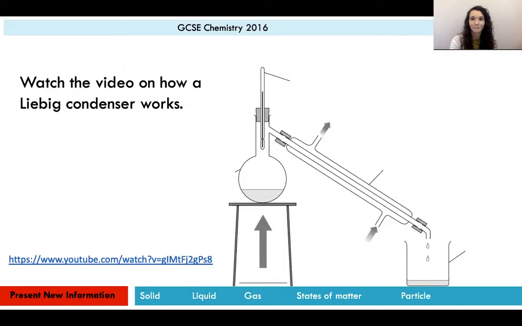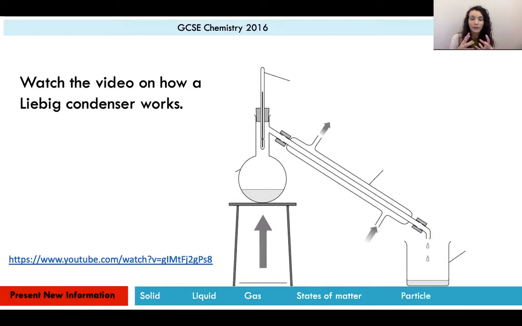Fab, well done. So this is the piece of equipment that we are going to be looking at today. So this is the apparatus that we use to carry out a process that we call simple distillation. And simple distillation can separate out a mixture of liquids, because those liquids will have different boiling points. Or it can separate out a liquid from a solid if you want to keep the liquid and the solid.